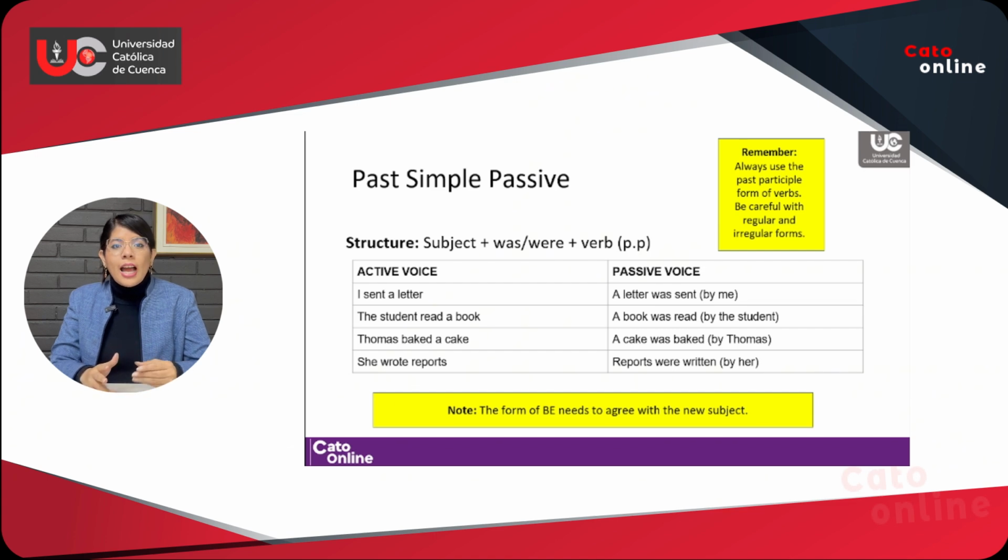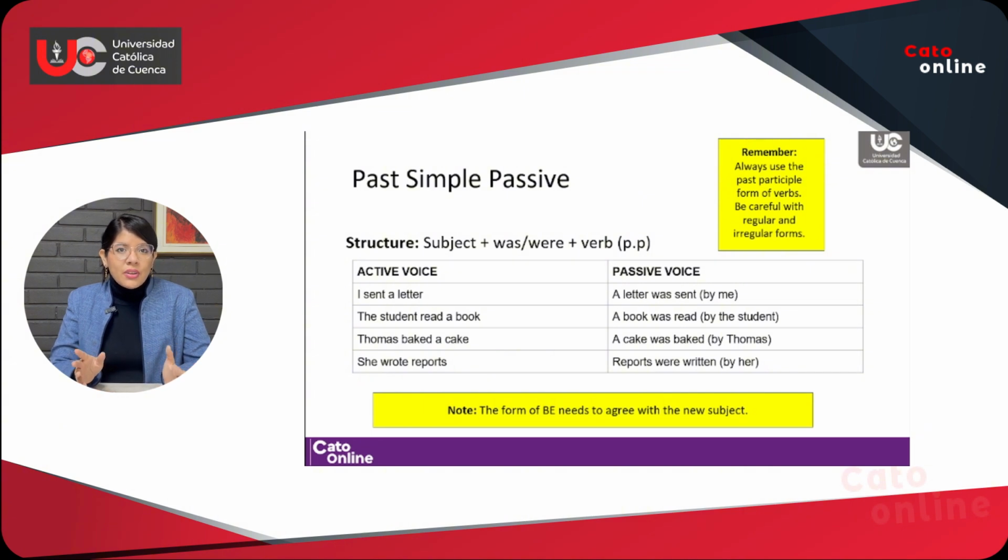First, I sent a letter becomes a letter was sent by me. The student read a book becomes a book was read by the student. Thomas baked a cake becomes a cake was baked by Thomas. She wrote reports becomes reports were written by her.